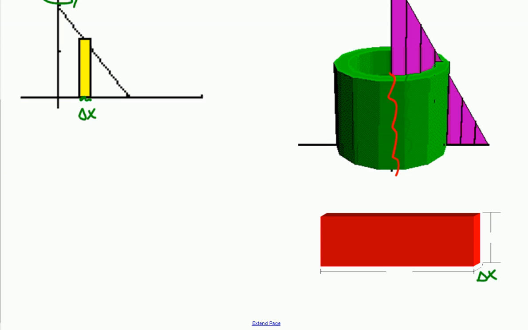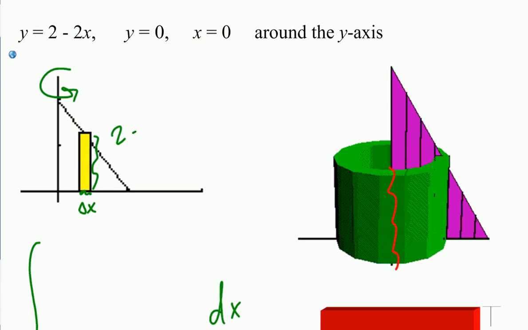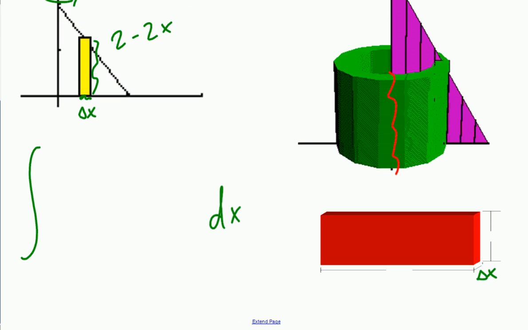The height of the rectangle is going to be the function. And since it's delta x, we know that we're going to be integrating with respect to x. So this function is just 2 minus 2x. Therefore, the height of the prism over here is just 2 minus 2x.